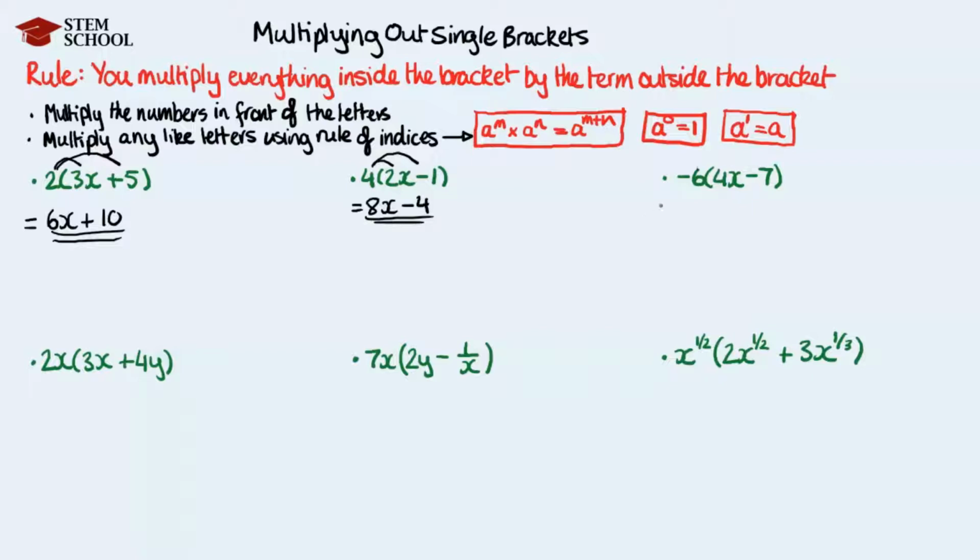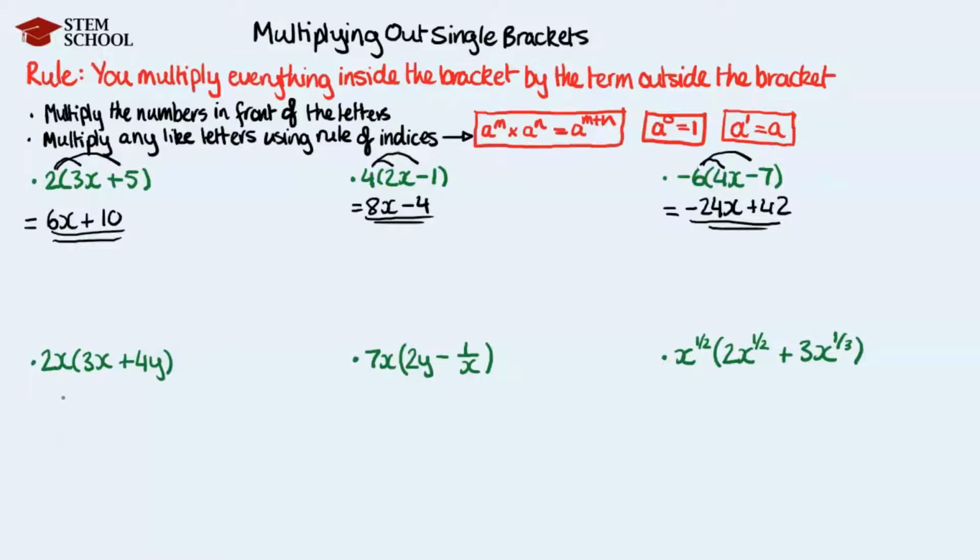Okay. Now this third question, you have to be a bit more careful because we've got a negative outside the bracket and a negative inside the bracket. So be careful with the negatives, okay? So we've got minus 6 times 4x. So 6 times 4 is 24. So we have minus 24x. Then we have minus 6 times minus 7. So we've got two negatives multiplying each other, so we get a positive. So it'll be positive 42, okay?